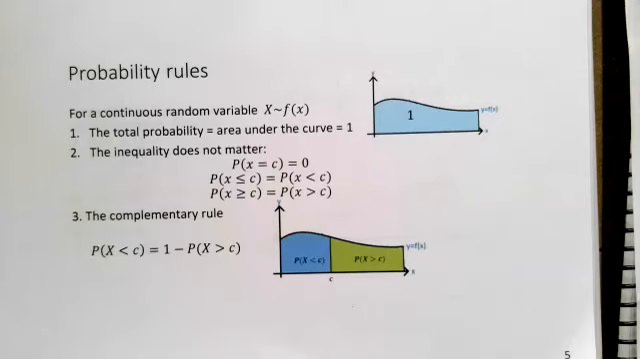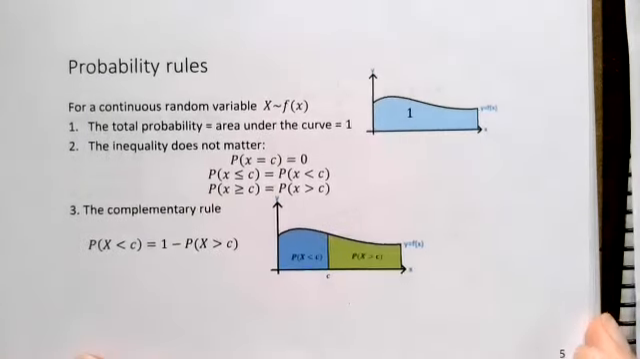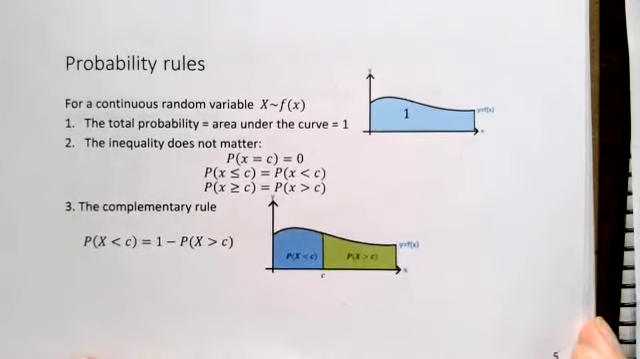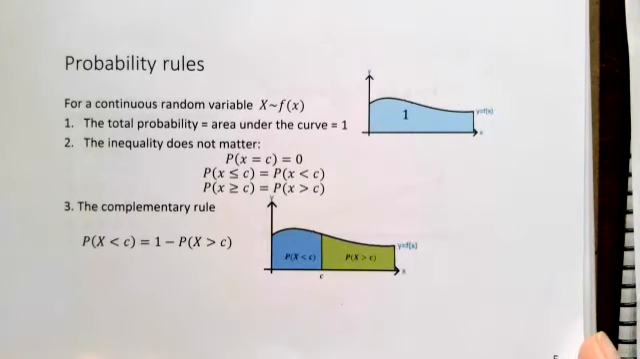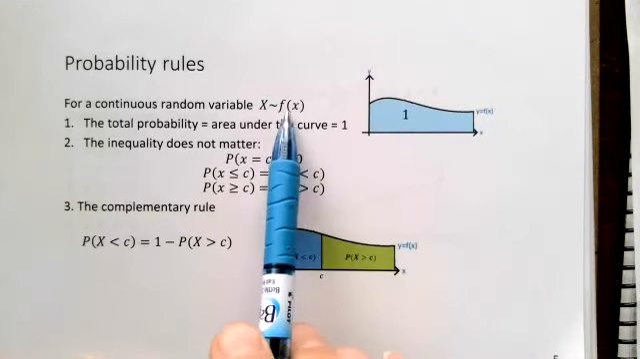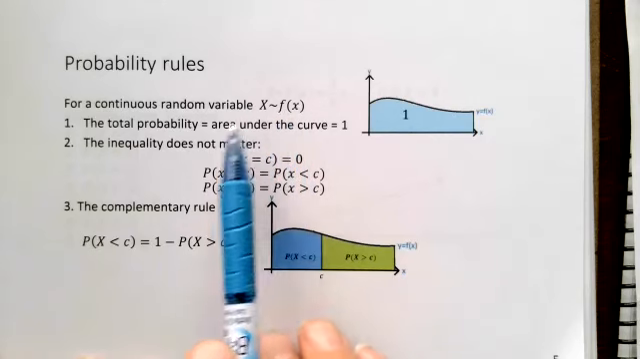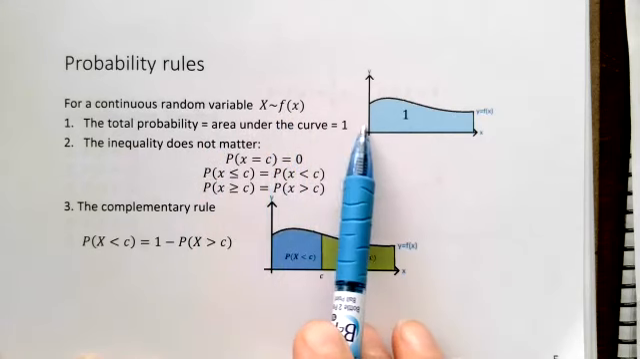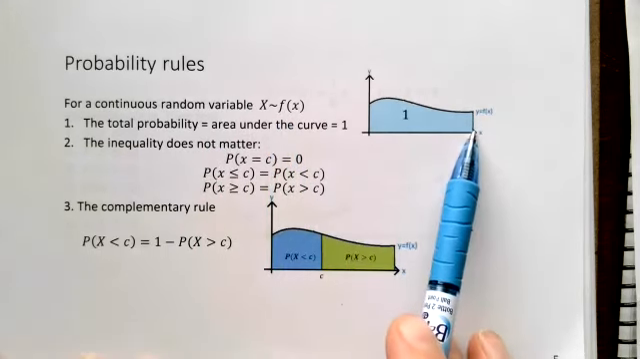Now let's talk about probability rules that all probability density curves follow, no matter what their shape. First of all, the total area under the curve is 1, as we mentioned before.